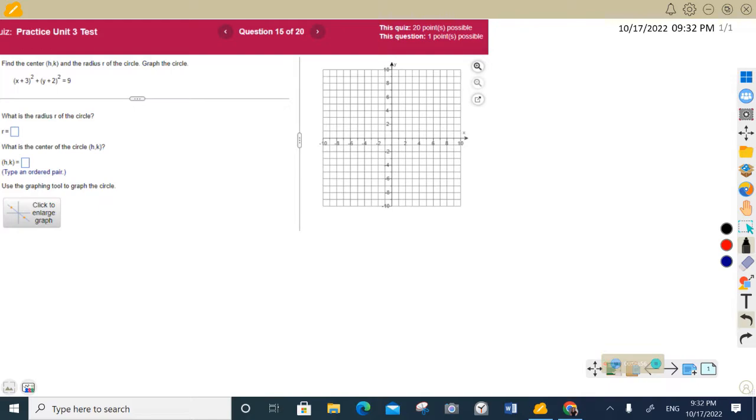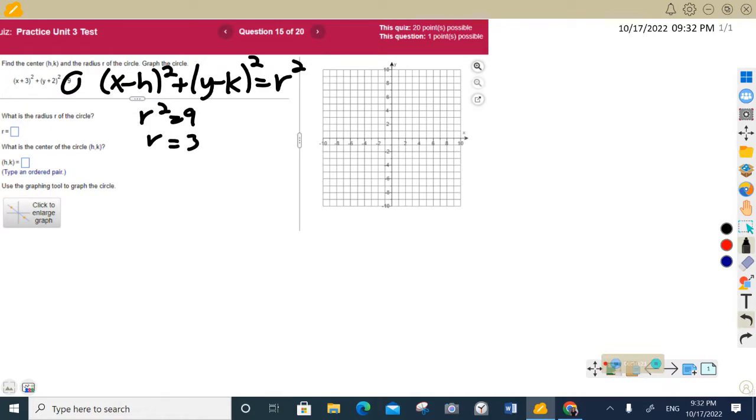All right, number 15, we have a center and the radius of a circle. Remember, the circle is x minus h squared plus y minus k squared equals the radius squared. Everything is squared, even though it's a circle. So first, it wants the radius. Remember, 9 is not the radius, that's the radius squared, so you got to take the square root of that, which is going to be 3.